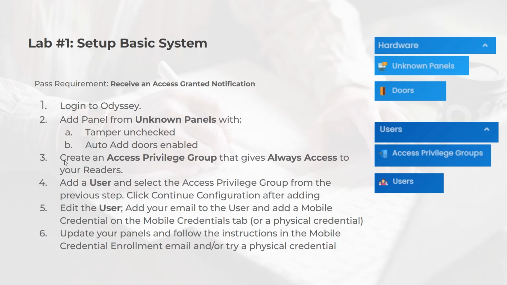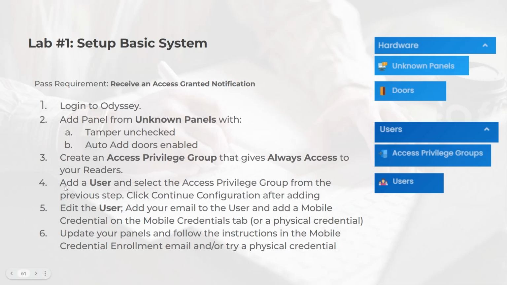Third step is we're going to create one access privilege group, which is basically a rule that says where users are allowed to go and when they're allowed to go. So speaking of when, we're going to use always access when you make that access privilege group.